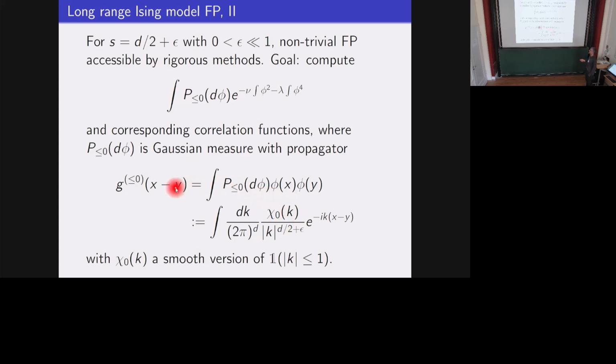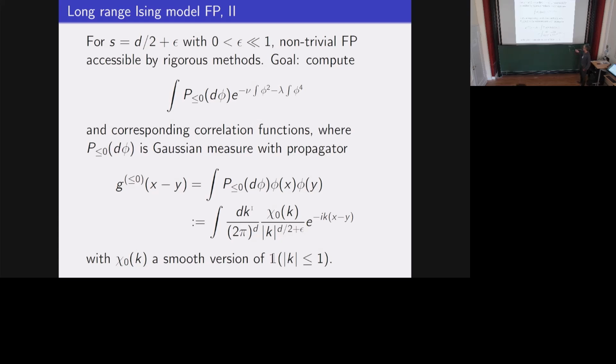So you can, for instance, say that the two-point function is the Fourier transform of 1 over k to the d over 2 plus epsilon. This is what I refer to as fractional Laplacian in a sense, with an ultraviolet regulator. So this chi0 you can think is a smooth version of a cutoff function in k-space. So it's identically equal to 1 below 1 and say identically equal to 0 above 2, and is C infinity, whatever.